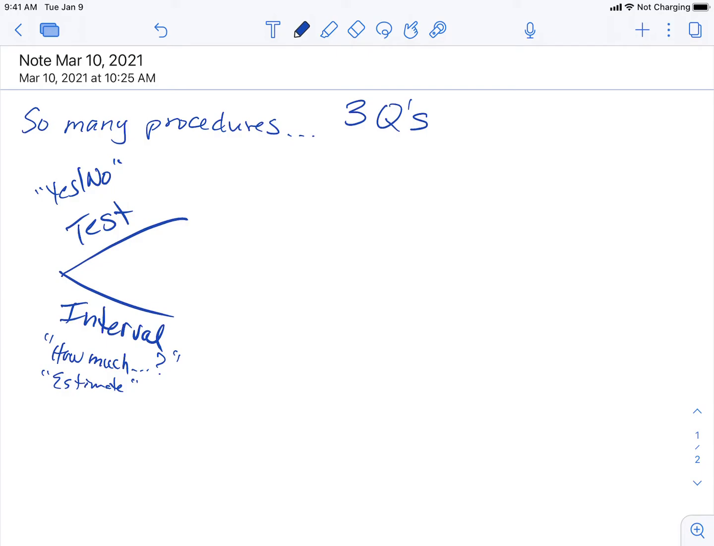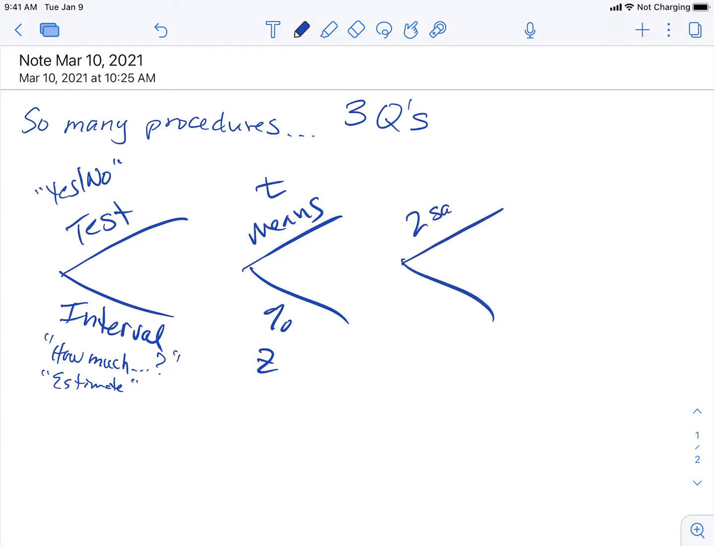The second question that you might ask yourself then, is this a problem about means, or is this a problem about percents, proportions? If it's means, then you're doing a T procedure. If it's percents, you're doing some sort of a Z procedure. That also will narrow it down to now only a handful of options. And then the last question would be, is this 2 independent samples, or is it 2 treatment groups, or is it just 1? And that should give you your final answer.